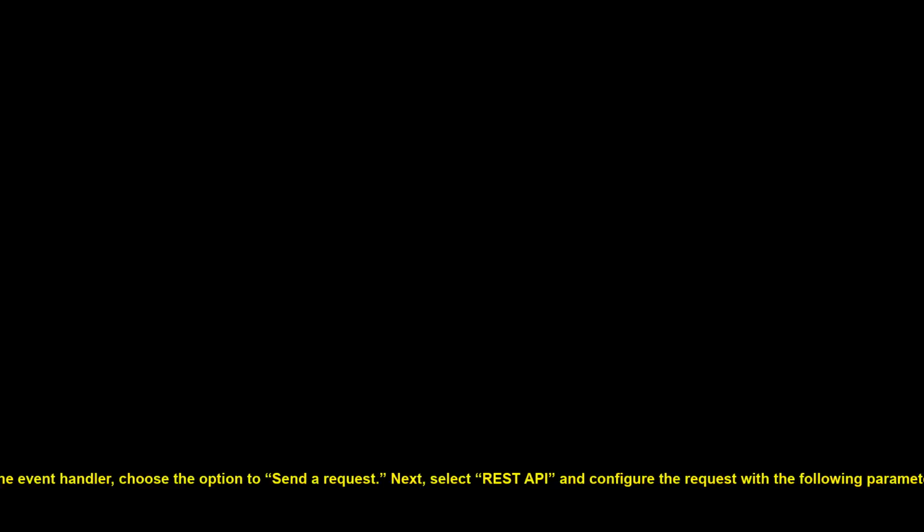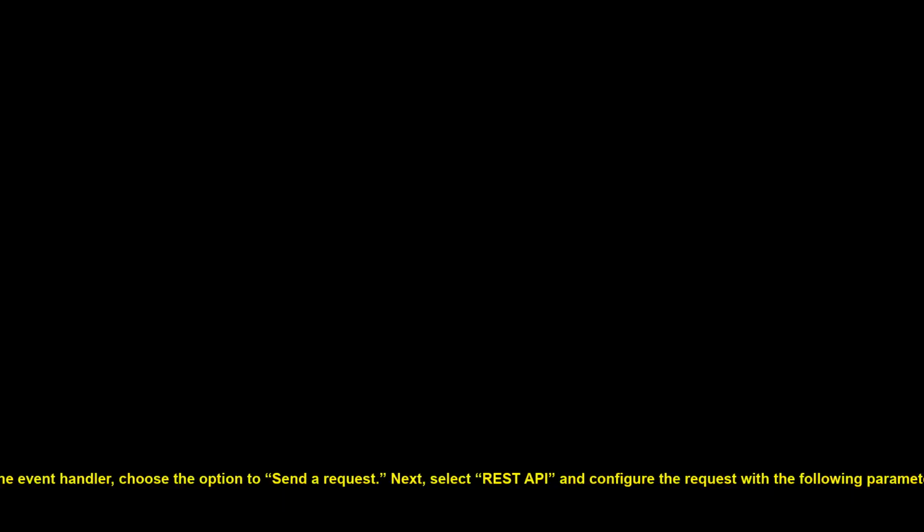Now, open Retool and create a new app. In Retool, add a new text input component for the user's email. Then, insert a button component to initiate the magic link request. With the button selected, go to the right panel and locate the Event Handlers section. Add a new event handler for the button's on click event. In the event handler, choose the option to send a request.